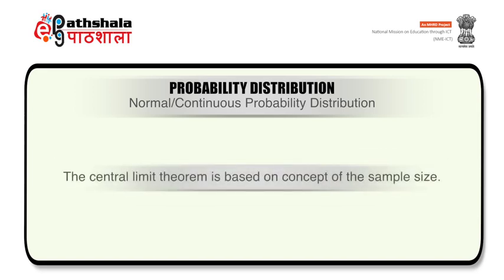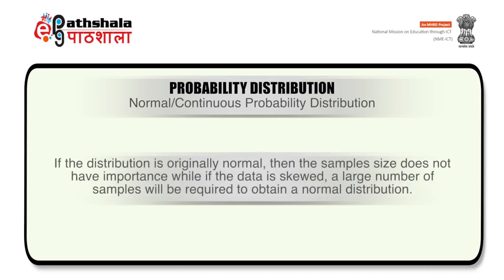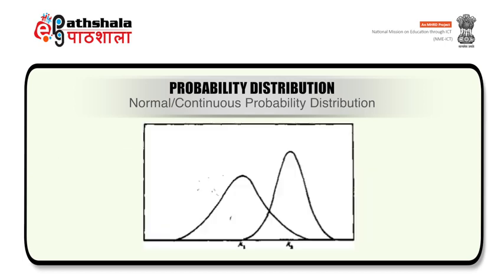The central limit theorem is based on the concept of sample size. If the distribution is originally normal, then the sample size does not have importance, while if the data is skewed, a large number of samples will be required to obtain a normal distribution. Curves for the normal distribution are depicted in the figure as you are seeing on your screen. They consist of two parameters: mean, which is a measure of location, and standard deviation, which is a measure of spread. The same can be seen on the screen.